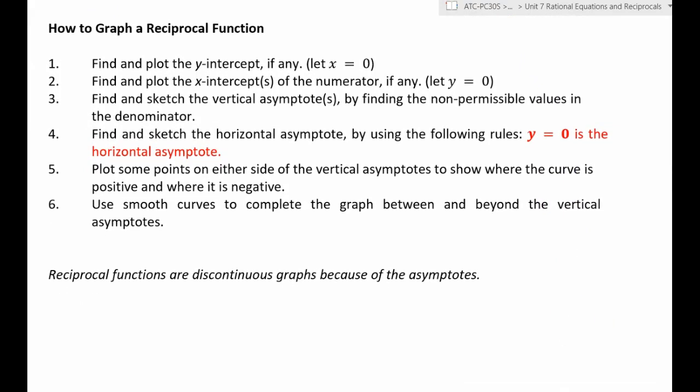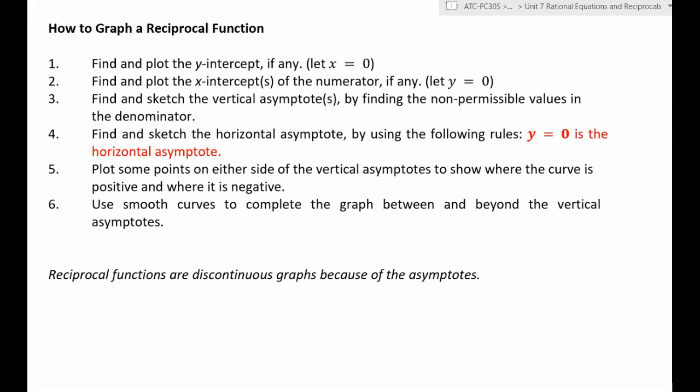So how to graph a reciprocal function in general is that we find and plot the y-intercept of any line, if any. Okay, so let x equal 0. And we'll figure that out. Okay. Find and plot the x-intercepts of the numerator, if any, y equals 0. Find and sketch the vertical asymptotes by finding the non-permissible values in the denominator. Find and sketch the horizontal asymptote by using the rules y equals 0 is the horizontal asymptote.